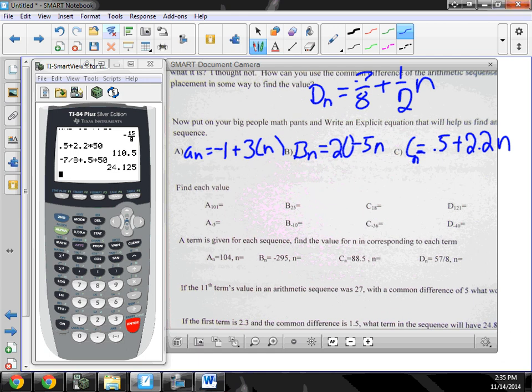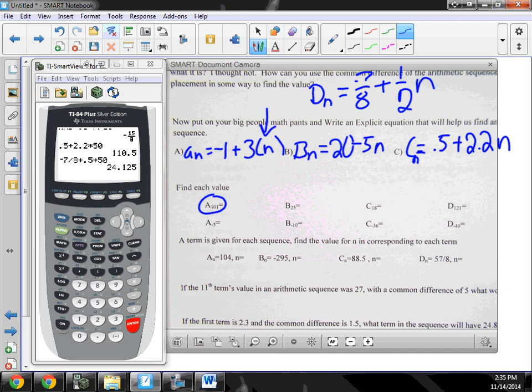Okay, so it says find each value. What does a sub 101 really mean? What is that saying? That's the 101st term. What is the value of the 101st term? How do you find that? Well, you could use the recursive formula and plus 3, plus 3, plus 3, but that's a waste of time. We're going to plug n equals 101 in here.